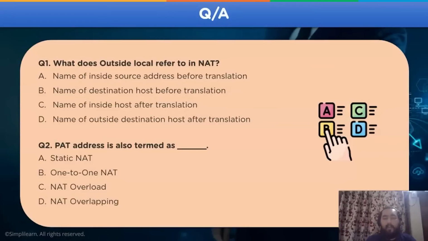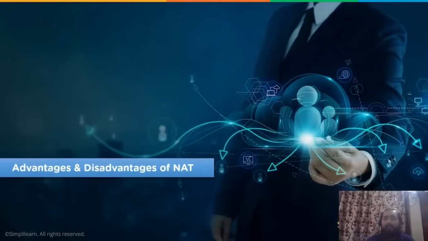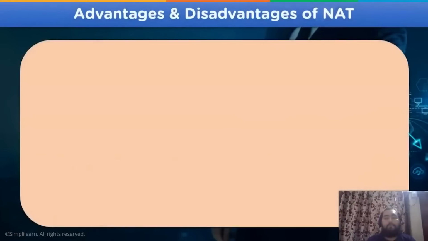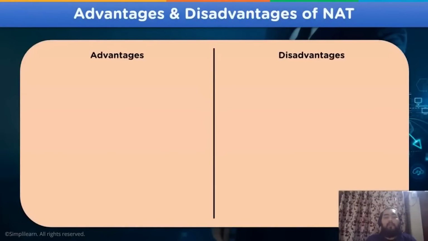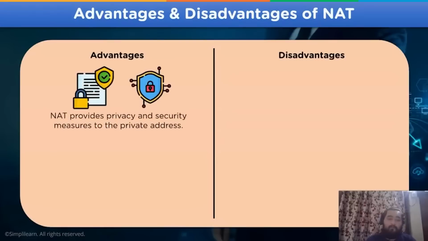Now let's move on to the last heading for this session, that is advantages and disadvantages of applying NAT in a network channel. Let's take a look at the first advantage of using NAT. NAT provides privacy and security measures to the private address as it converts the private address to a public address, through which we can prevent our ID from being hacked over the internet.